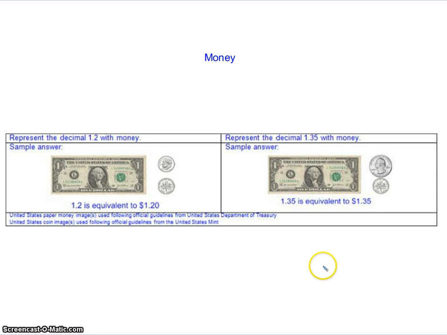Finally, we can also use money to represent decimals. Here we have the decimal 1.2 again. In money terms, that's read as $1.20. So we would use a dollar bill and 2 dimes as our 20 cents. Now I know there's other combinations of coins we could use and still be correct. You could use 4 nickels or 20 pennies, and that's fine as long as the value adds up to be $1.20. The other example, 1.35, in money terms would be read as $1.35. So again, we use a dollar bill for the dollar to represent our whole, and we could use a quarter and dime to represent our 35 cents. Okay?